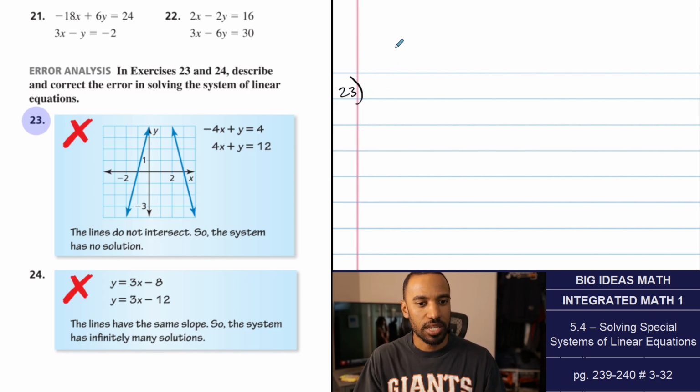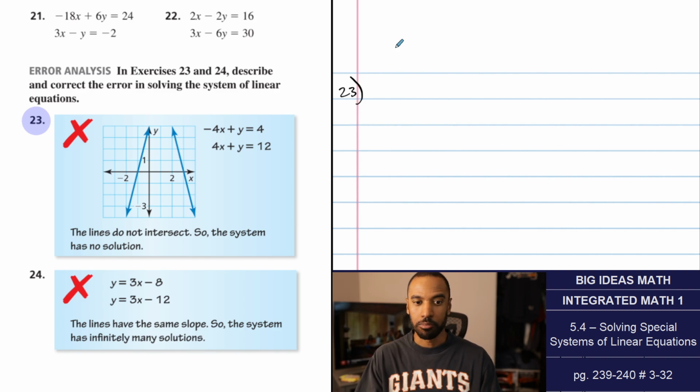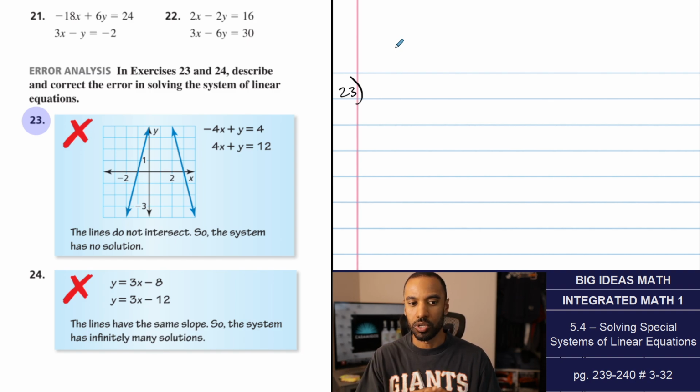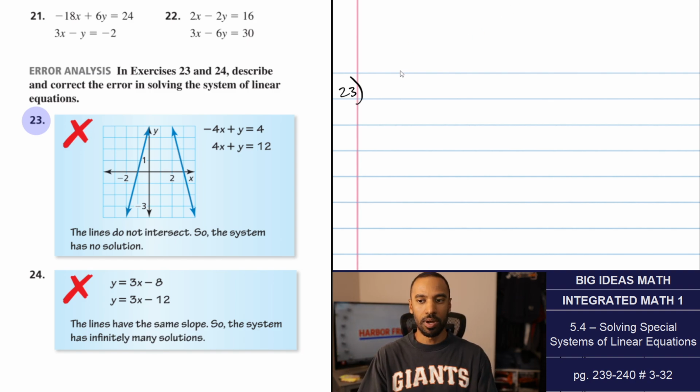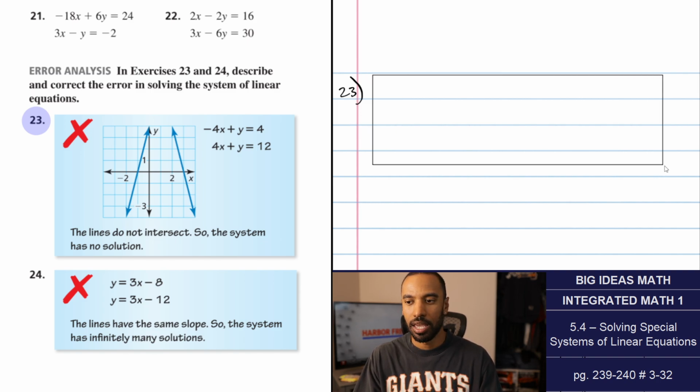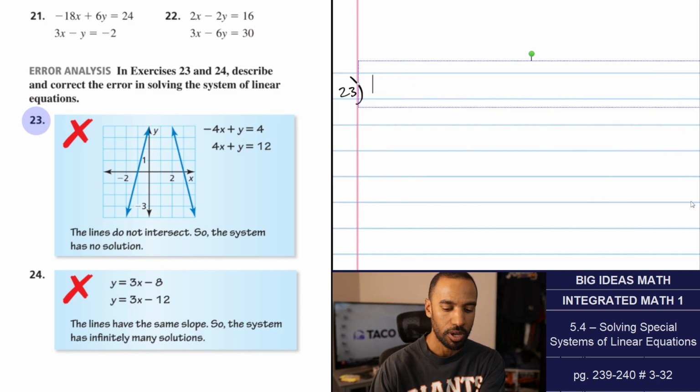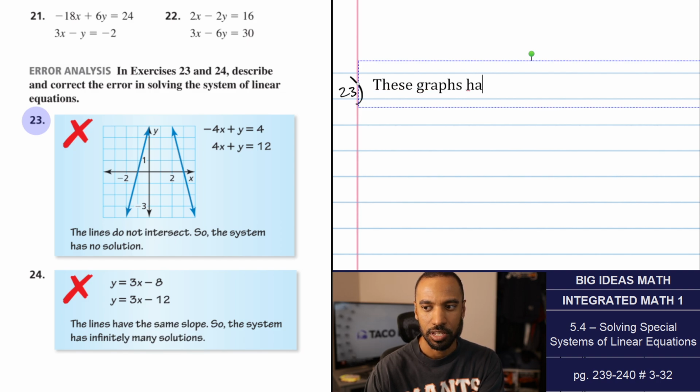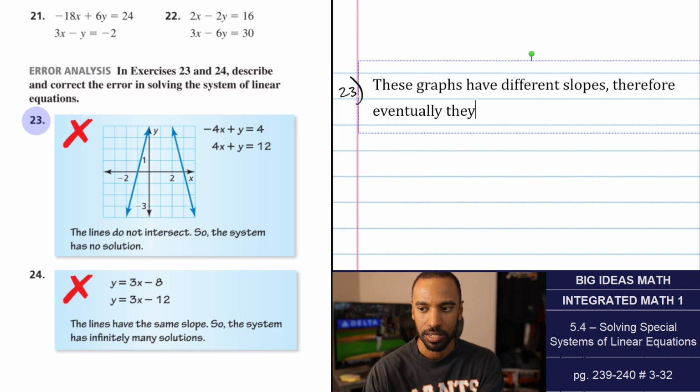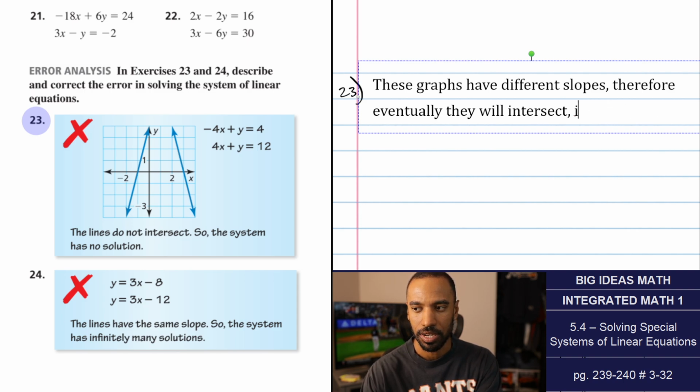We have these two equations, and they graphed them. And I'm sure the graphs are right. If I look a little into it, 4x, I think these graphs are right. Right? They said the lines don't intersect, so the system is no solution. The issue is this isn't in their window range to see this thing by graphing. It's not that they don't intersect, it's that you just don't see the point of intersection. These graphs have different slopes. Therefore, eventually they will intersect, even if outside the window range.